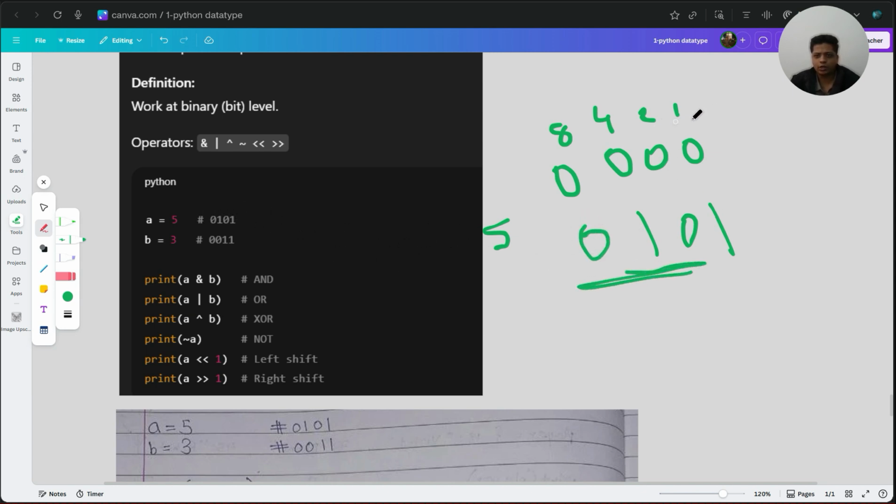How can 3 be represented? 2 plus 1 is 3. So these two are 1, 1, and all the rest are 0, 0. In this way, 3 can be represented. And then the operation on these bit values is performed, and then the output is shown.